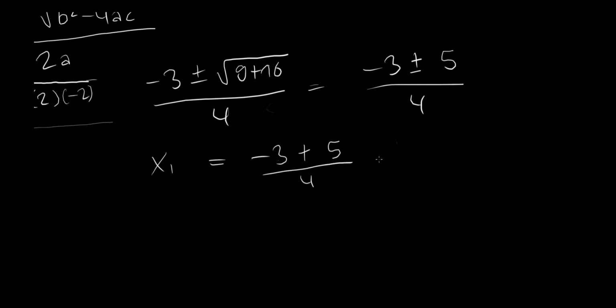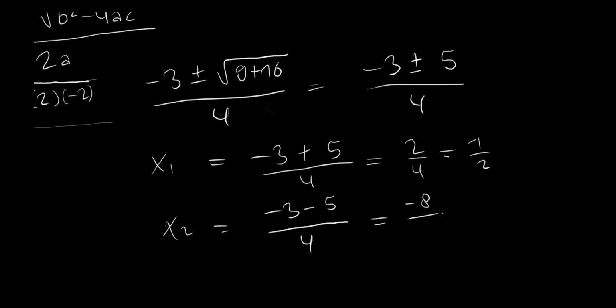So this will be negative 3 plus 5 over 4. Negative 3 plus 5 is the same as 5 minus 3, which is 2. 2 over 4 is the same thing as 1 over 2. The second x is, because we have already used the positive, now we'll use the minus. Negative 3 minus 5 over 4. Negative 3 minus 5 is negative 8. Negative 8 over 4 is negative 2.